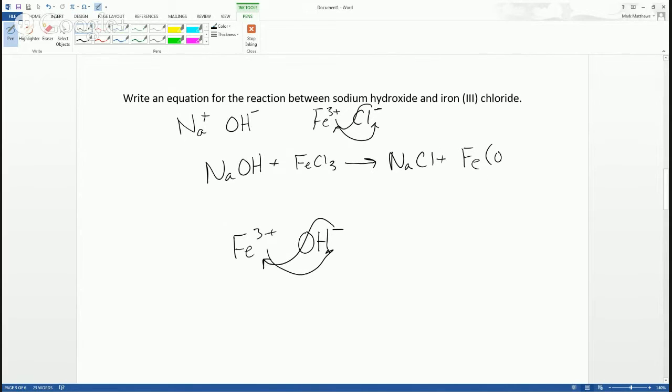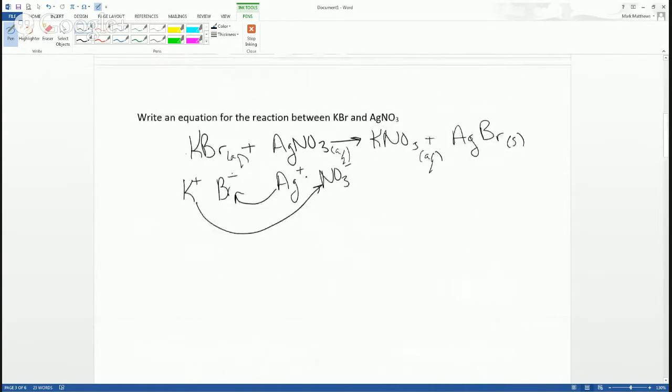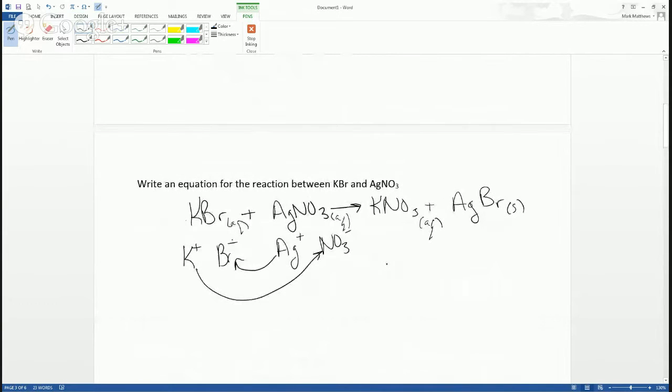It should be that. All right, now we can go back and balance, which should be a 3 here and a 3 there. Now you notice this little problem didn't come up in the previous example, because in that example, everybody was +1 or -1. So they were all going to work out to be 1-to-1.